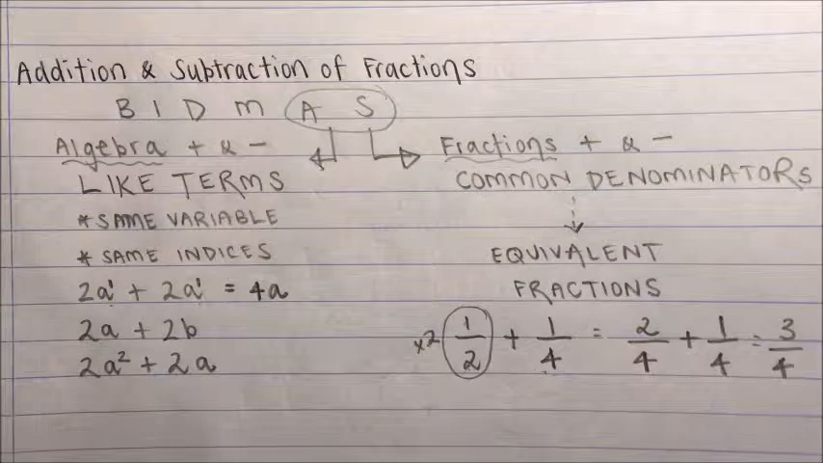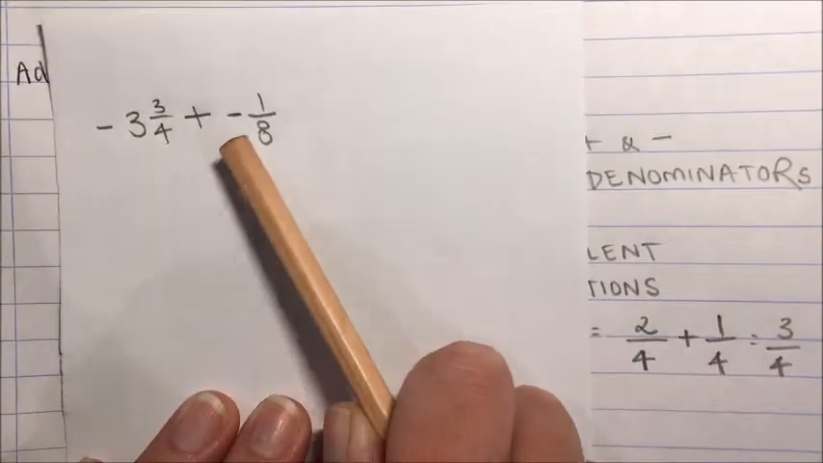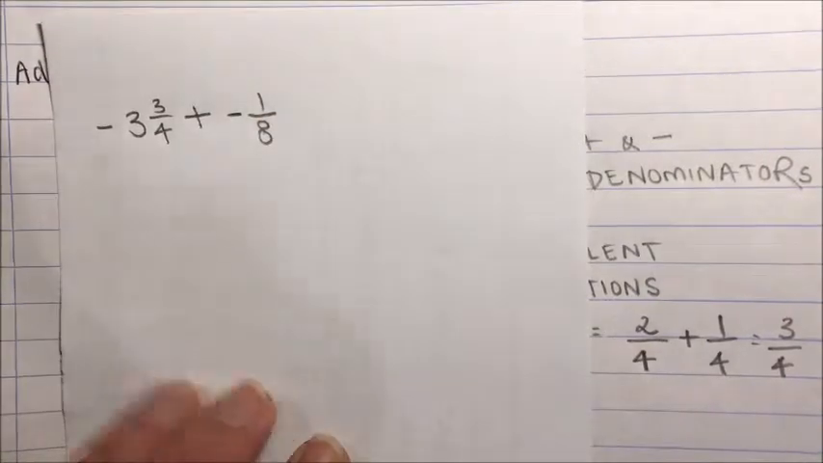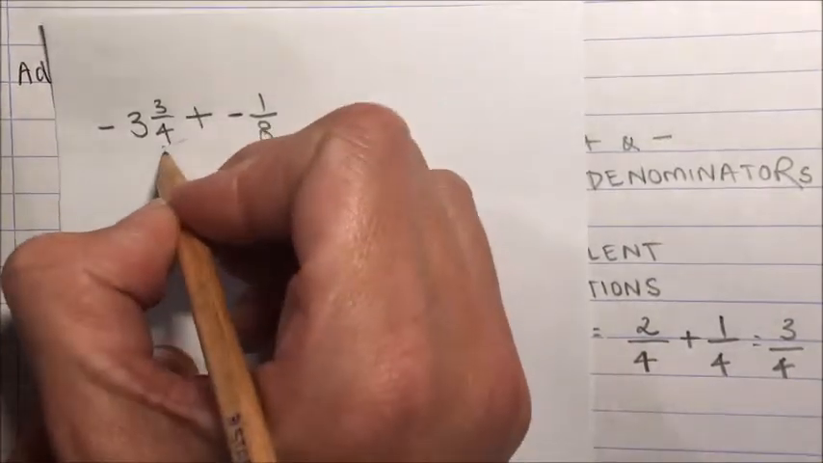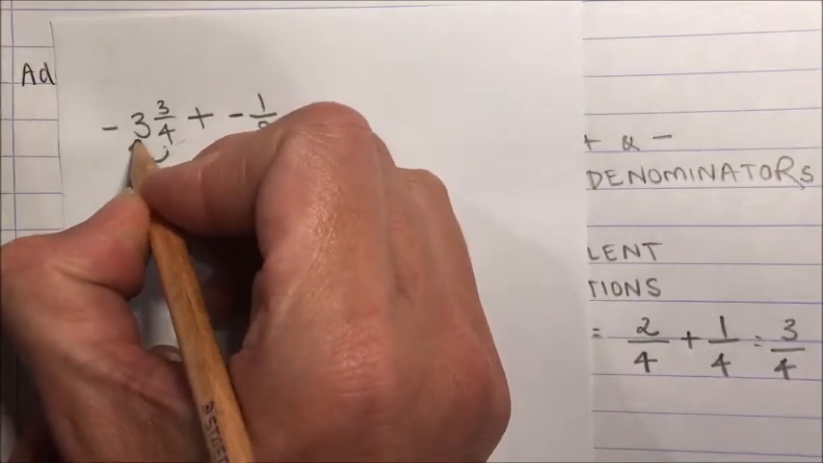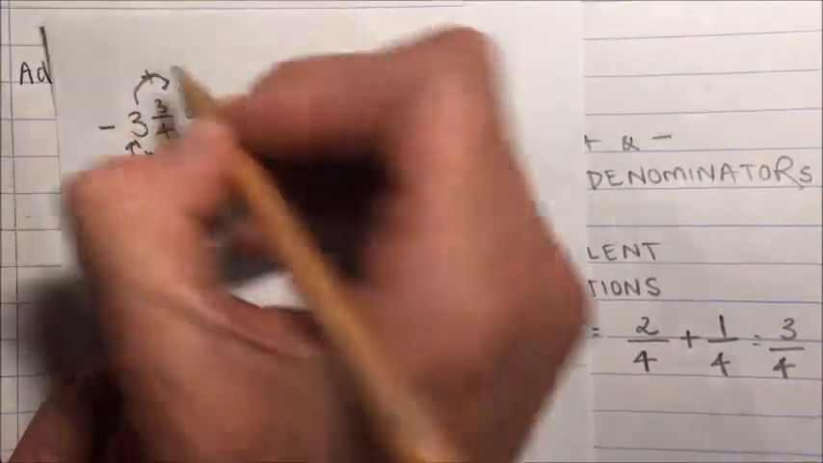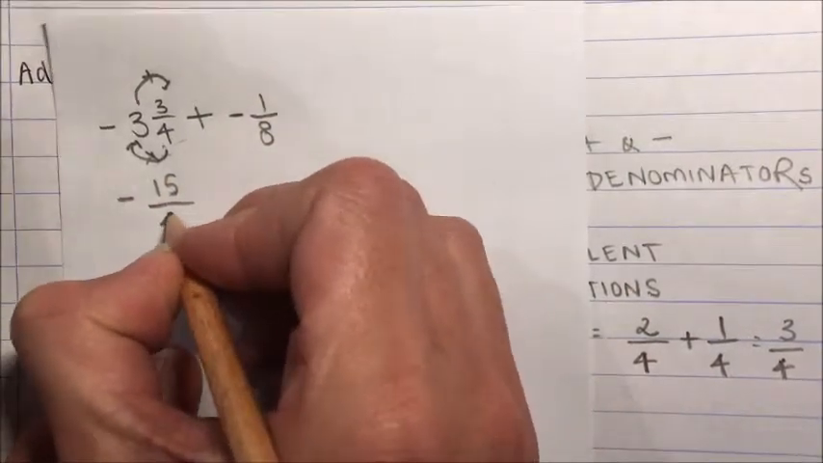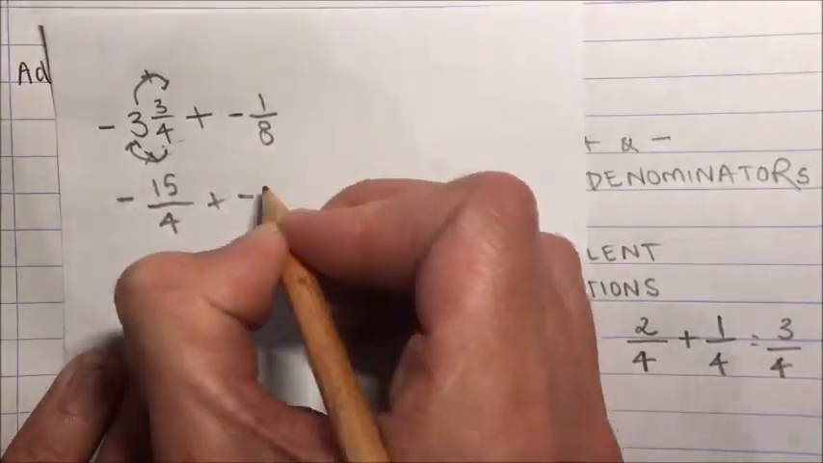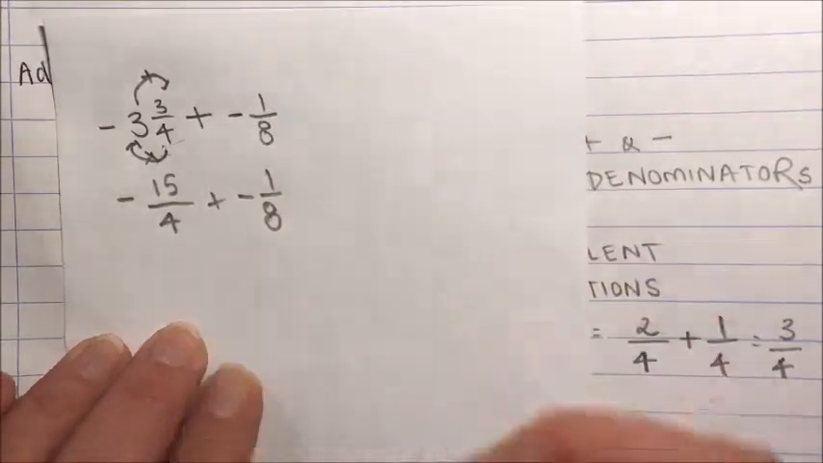Let's do a little example with a mixed number. So here I've got -3 3/4 plus -1/8. So in order to be dealing with like terms, first I've got to turn this back into an improper fraction. So 4 times 3 is 12, plus 3 is 15, -15 over 4, plus -1 over 8.